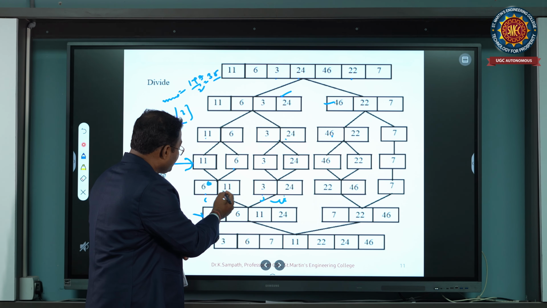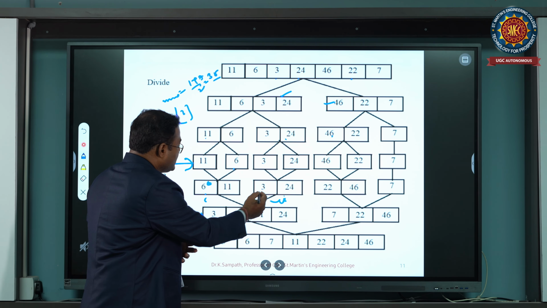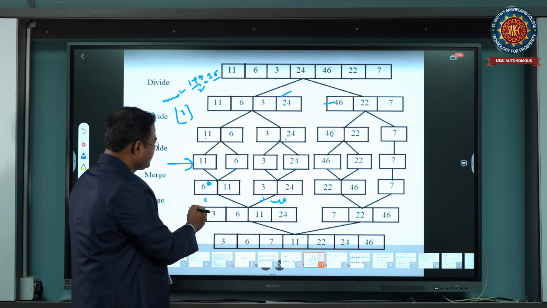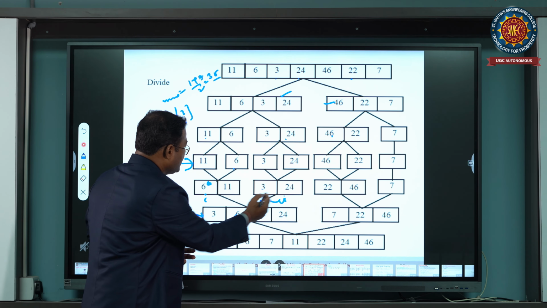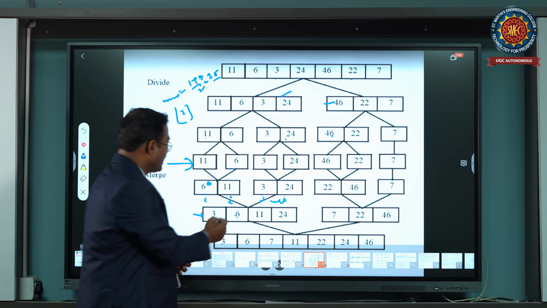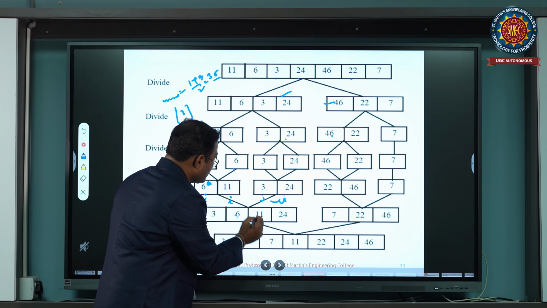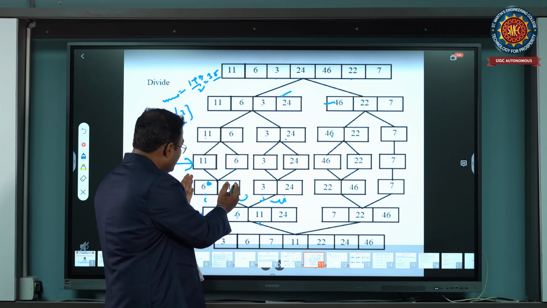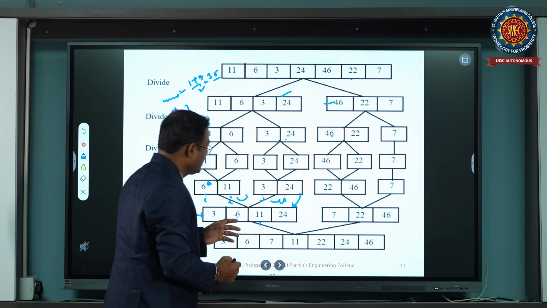Then again compare 11 and 24. 3 inserted, J will be increased here. And again 3 and 6, 6 is the smaller one. Increase I to the next position and compare I and J. 11 and 24, which is the smaller one? 11 is the smaller one. Again there is no place for this one. Then automatically, once the left sub-array is completed, we can copy the remaining elements from the right sub-array into the array.